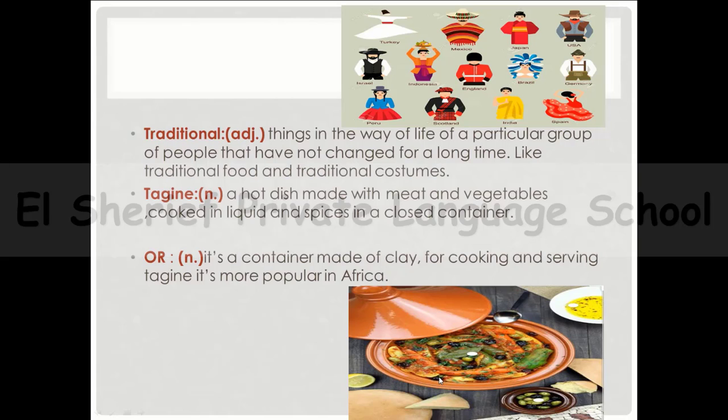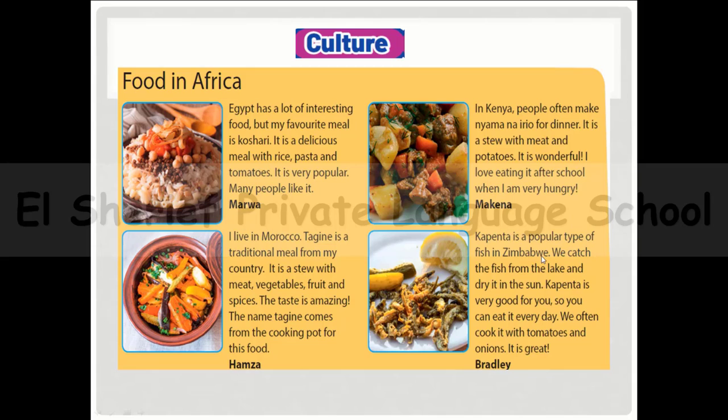It's the meat and vegetables cooked in spices in a closed container like this. Also, tagine may mean the container itself in which we made the tagine, or the meat and vegetables inside. So tagine is also a container made of clay for cooking and serving tagine, and it's more popular in Africa. These are our words, and now let's move to read our text.